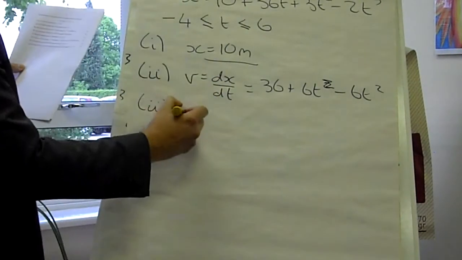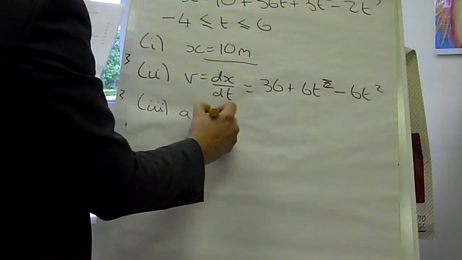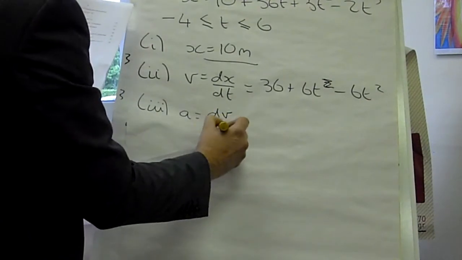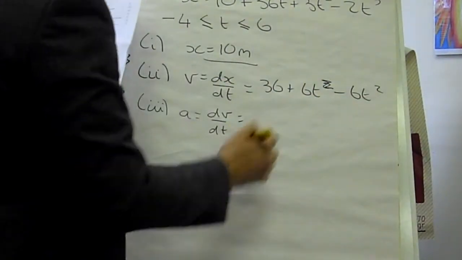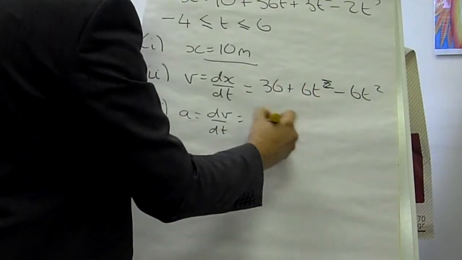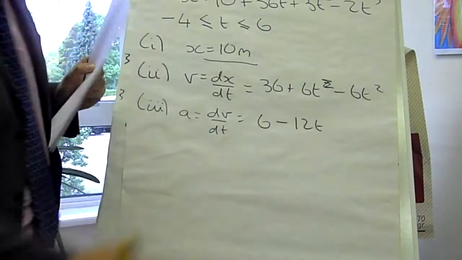Okay. Part 3, find an expression for the acceleration of the particle. Well, we know that acceleration is change in velocity over change in time. So we can find that by differentiating this expression. So that gives us 6 minus 12t.